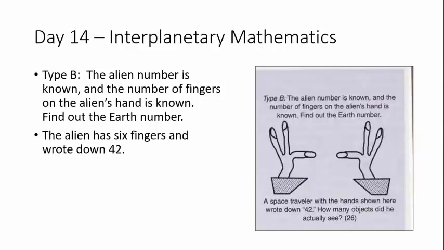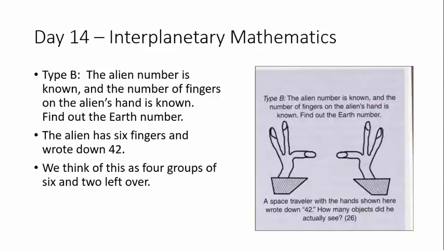So again, think about what each of the digits means in the number. What does the 4 mean? What does the 2 mean? And then make the conversion. The alien has 6 fingers, so we think of this as 4 groups of 6 with 2 left over. So that's 4 times 6 plus 2, which gives us 26.